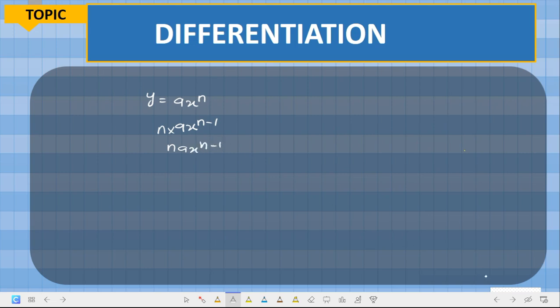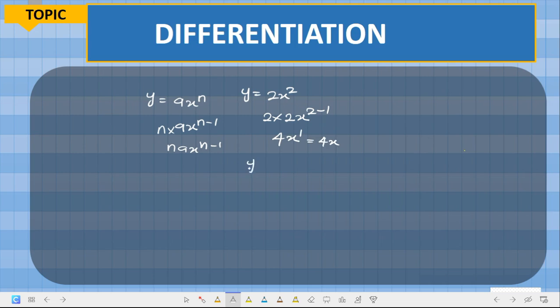Now, if we use numerical values, for instance, if you have y equals 2x squared, it becomes 2 times 2, use this 2 to multiply this 2, then you write the x, then 2 minus 1. 2 times 2 is 4, then we write x. 2 minus 1 is 1, which gives 4x.